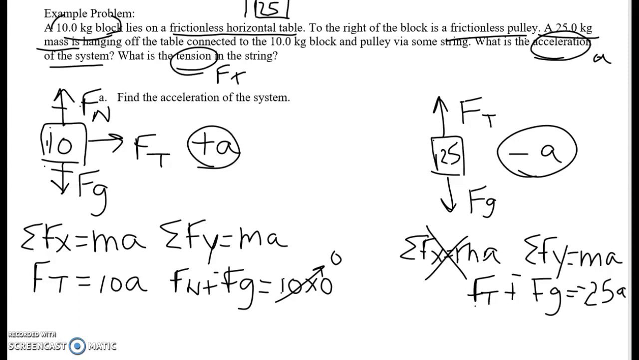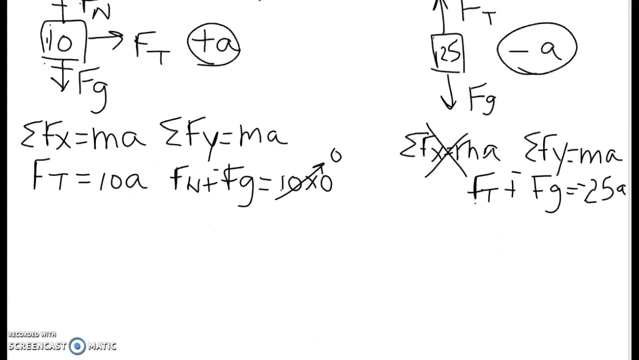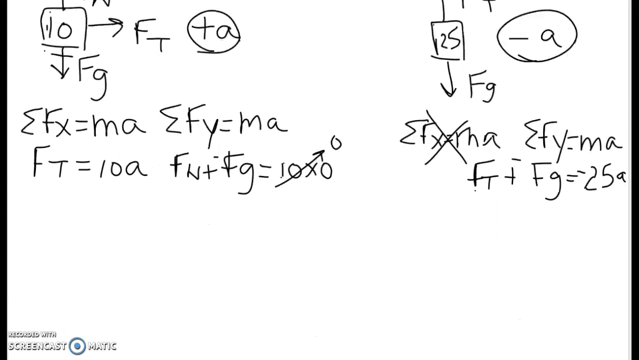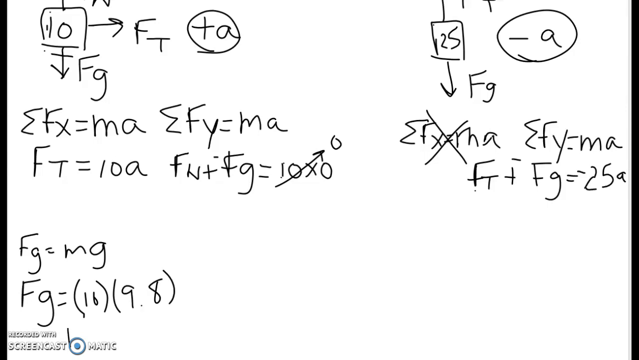Okay, so once I've done my X and my Y, and I go as far as I can, then the last equation that I'm going to look at is finding the force of gravity in both directions. So I'm going to find the force of gravity for each block. So my mass is 10, and my acceleration due to gravity is 9.8. So the force of gravity on the 10 kilogram block is 98 newtons.